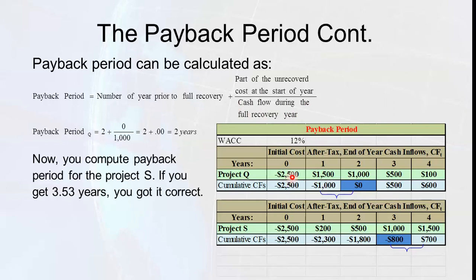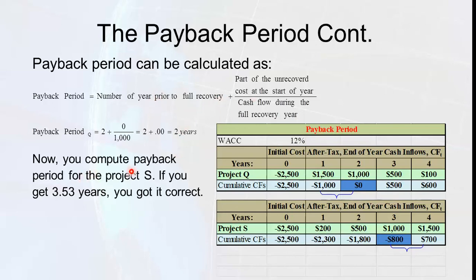Okay, so let's look at this example. You have $2,500. This is the cost, and in the first year you get 1,500. So 2,500 minus 1,500 leaves 1,000. In the second year you cover all this cost, right? So you're looking for the point between negative and positive cumulative cash flows. In this case we have 2 years plus 0 over 500. So basically it's going to be 2 years.